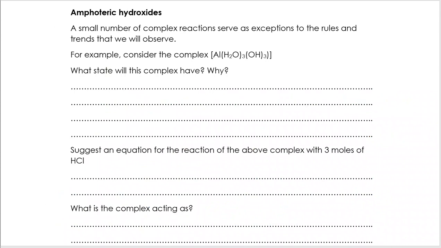Okay, we're going to finish off by looking at further addition of hydroxide ions. We're going to look at amphoteric hydroxides. There's a specific metal hydroxide that's amphoteric that you need to learn about, and that's aluminium. But have a think about these questions and then we'll review.